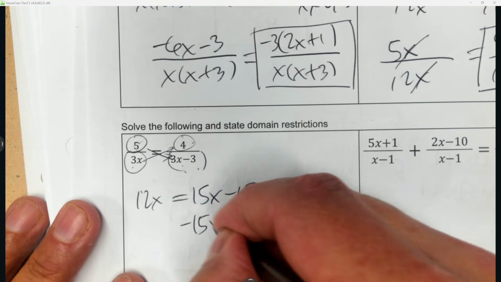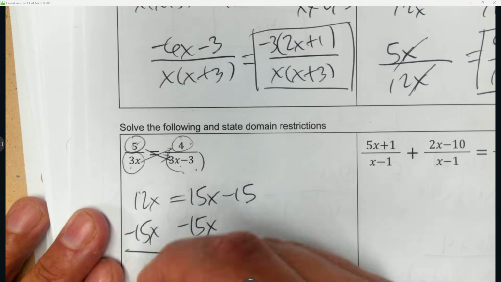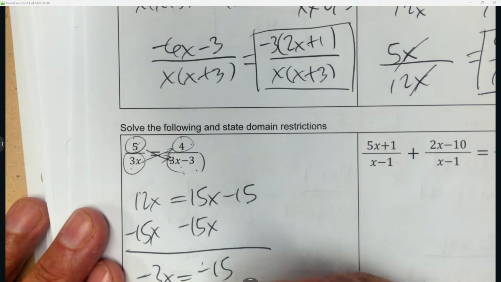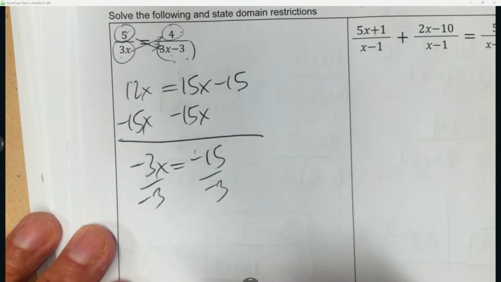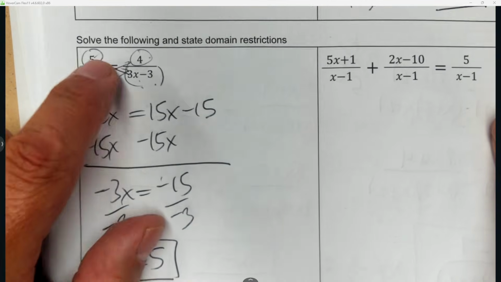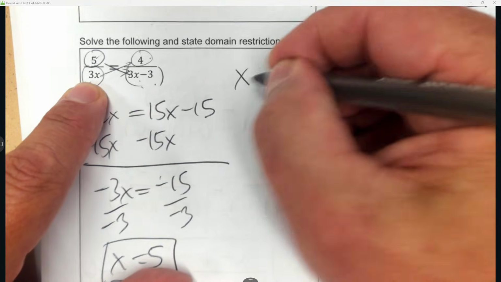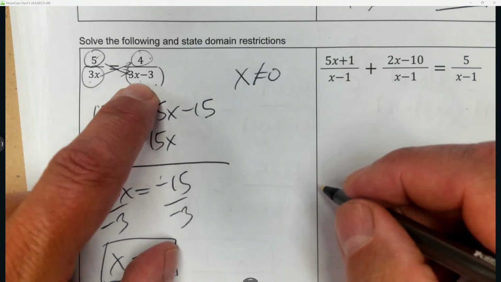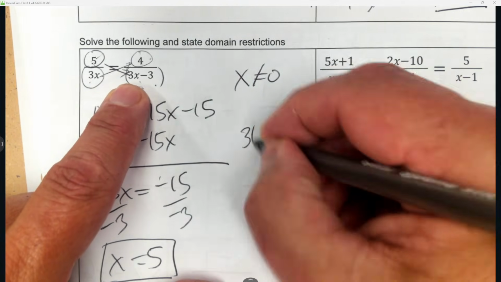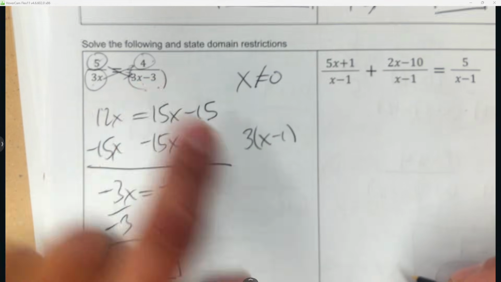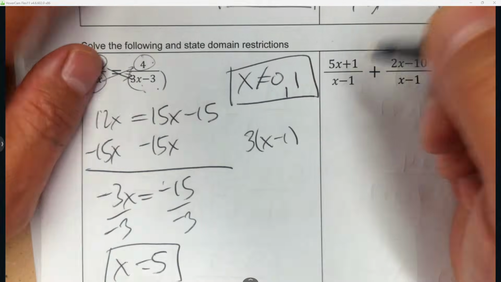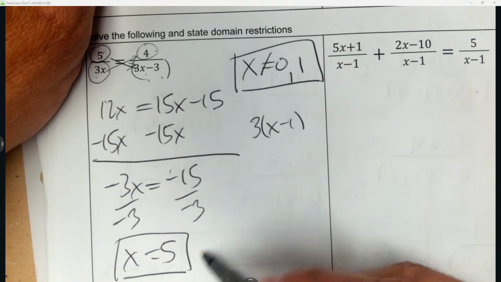So I'm going to subtract 15x. Then I'm going to divide by negative 3. And I'm going to get my answer. From the denominator, x cannot equal 0. Now for this, to figure out what the 0 is, we have to factor this. So if I factor out a 3 from both, what's the 0 here? The opposite number here is positive 1. So the restriction is 0 and 1, and the answer is 5.